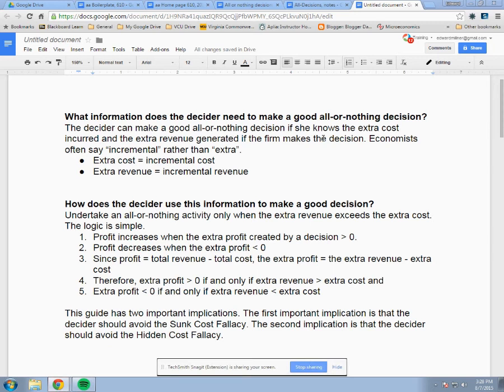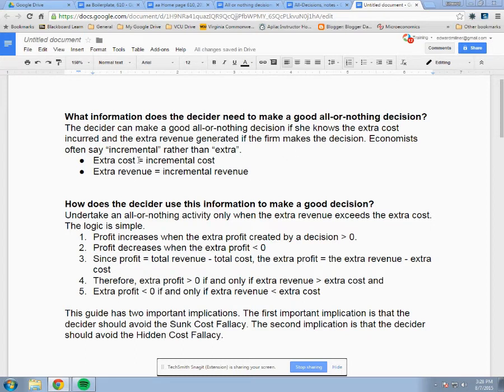The decider can make a good all or nothing decision if she knows the extra cost incurred and the extra revenue generated if the firm makes the decision. Economists often say incremental rather than extra. The extra cost is the incremental cost, and the extra revenue is the incremental revenue.